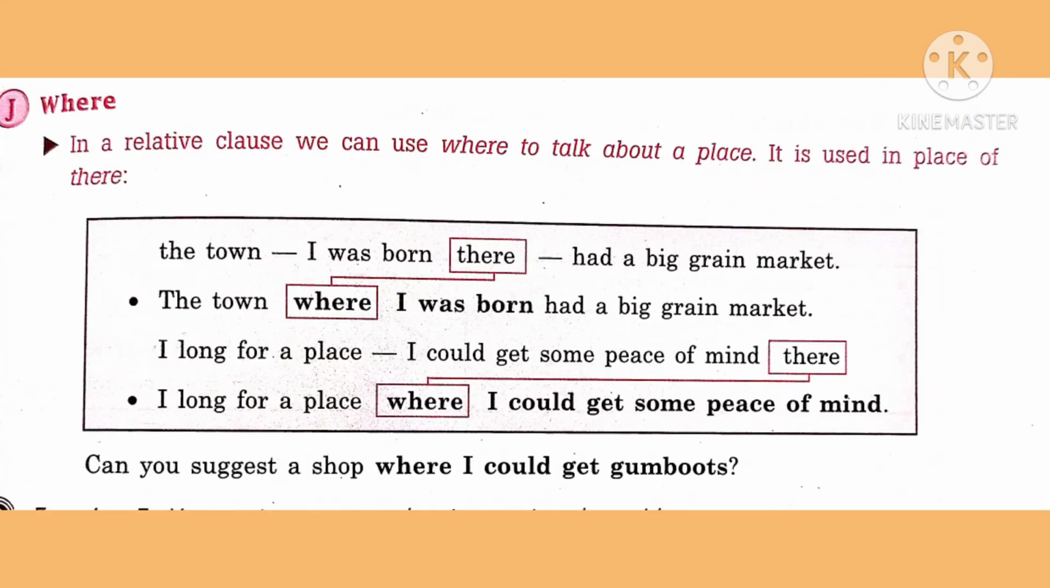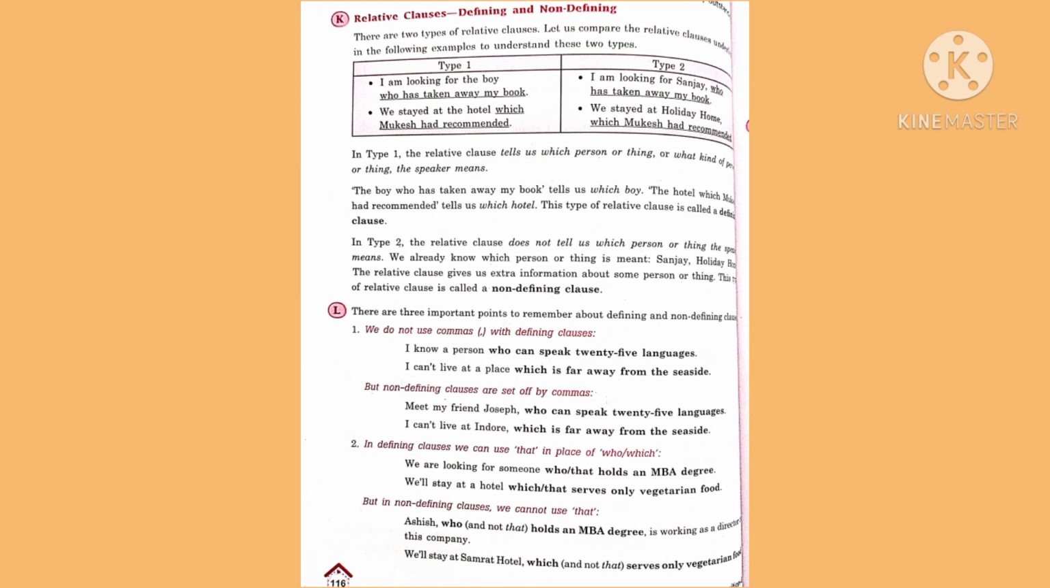In a relative clause, we can use where to talk about a place. Where itself shows कि place के बारे में कुछ बोल रहे हैं बच्चों. So it is used in place of there. So say for example, I long for a place I could get some peace of mind. So I long for a place where I could get some peace of mind. So it denotes place. नाउ चिल्ड्रन बहुत इंपॉर्टेंट है रिलेटिव क्लॉजेस डिफाइनिंग एंड नॉन डिफाइनिंग अंडरस्टैंड करना.